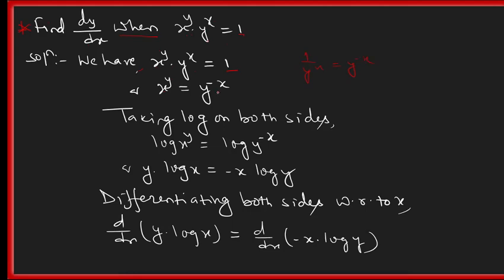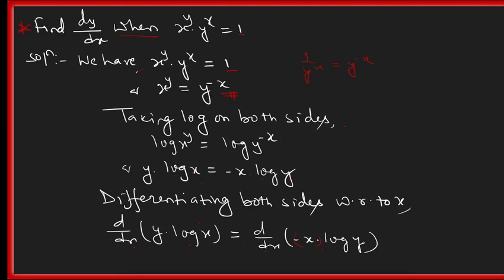That's why here I have written directly x to the power y equal to y to the power minus x. Taking log on both sides, log x to the power y equals log y to the power minus x. So y times log x equals minus x times log y. Differentiating both sides with respect to x, then we get d by dx of y log x equals d by dx of minus x times log y.